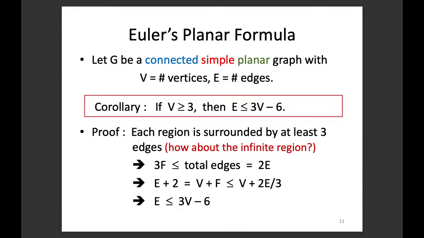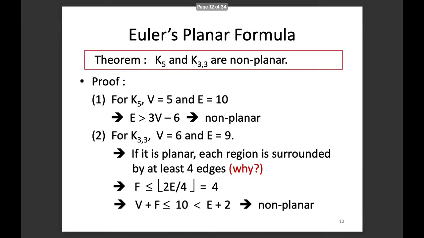In the specific case, when v is greater than or equal to 3, the number of edges cannot be a lot. Then immediately, we can show that K5 cannot be a planar graph. Now, showing something is not planar is not easy, because we need to convince people that no matter how you draw it, there are infinitely many ways to draw a graph on a plane, and there is no way to avoid edges crossing each other.